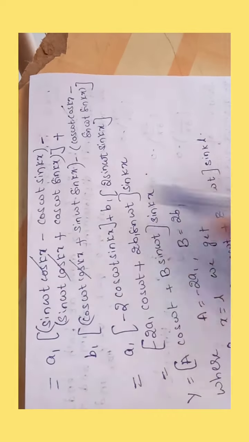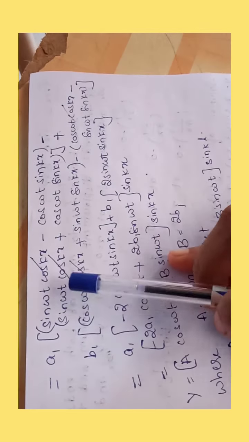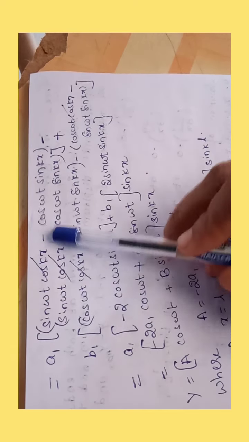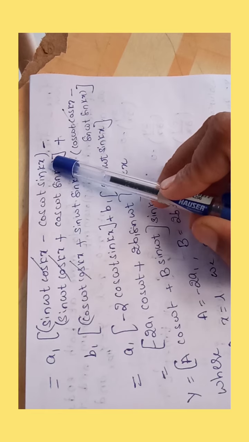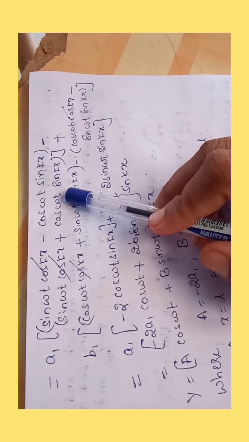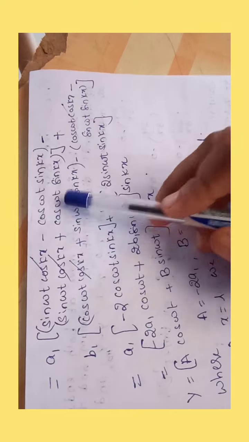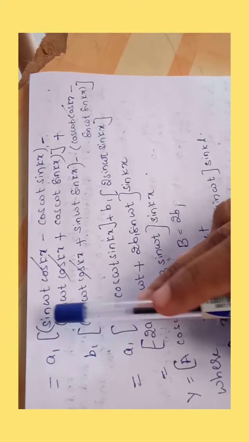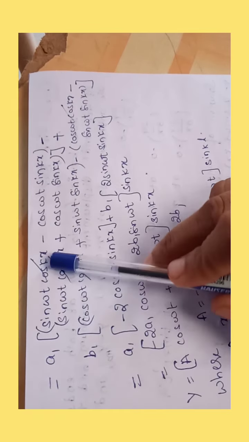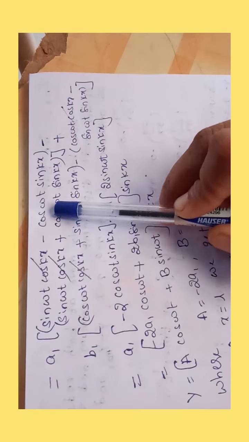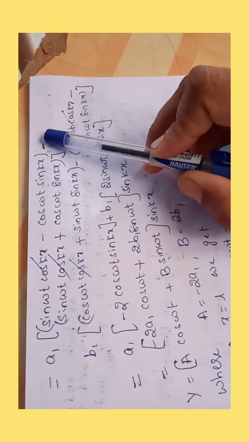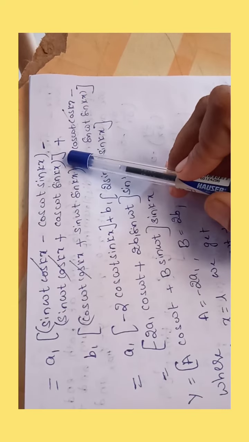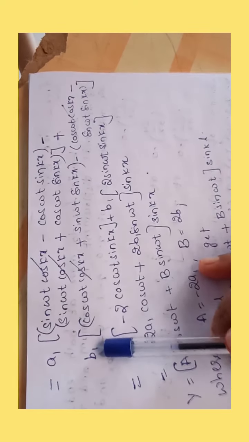Now next, using trigonometric formulas, sin(a minus b) we will write as sin a cos b minus cos a sin b, and sin(a plus b) we will write as sin a cos b plus cos a sin b. Following the trigonometric relations, we write a1 [sin omega t cos kx minus cos omega t sin kx minus (sin omega t cos kx plus cos omega t sin kx)] plus b1.